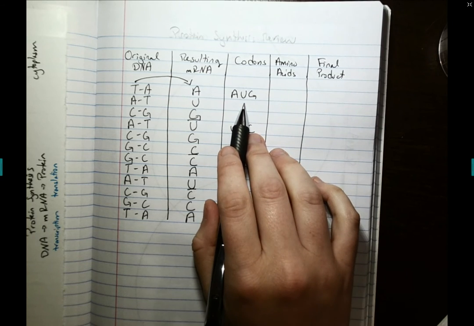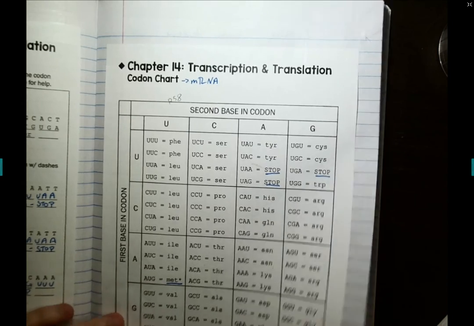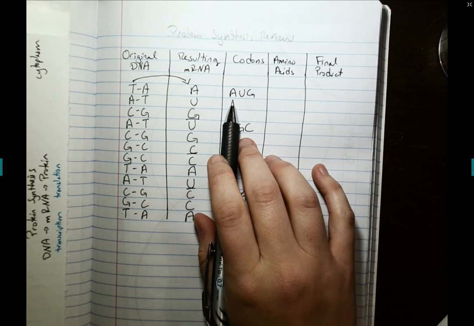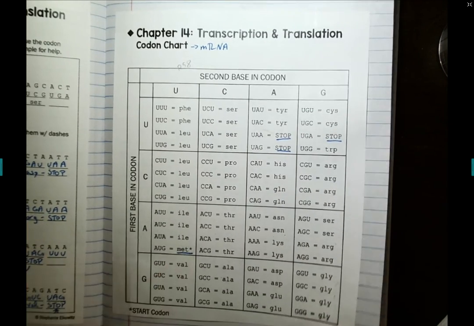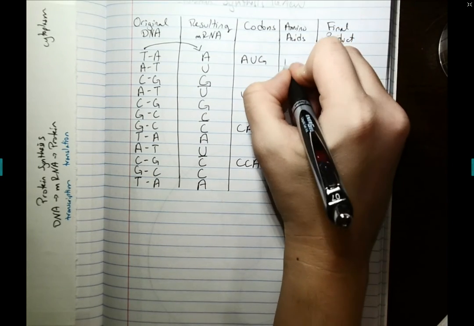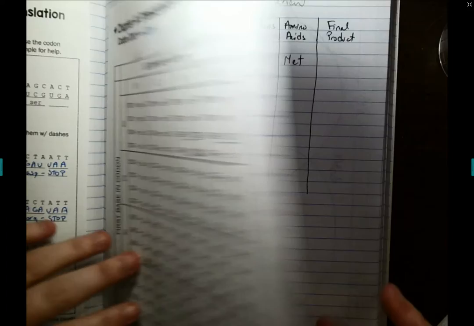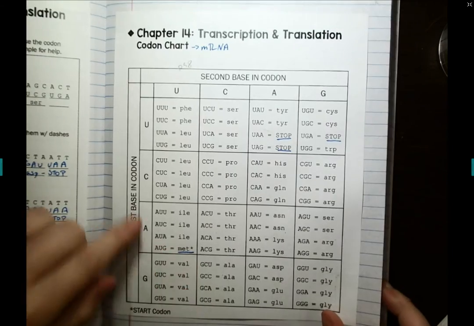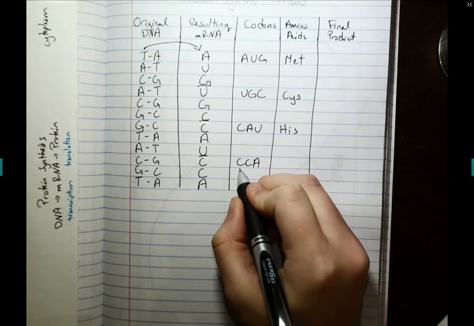So now I can use my codons and my codon chart to find my amino acids. If my codon is AUG, I know that gives me the amino acid MET. That's my start codon, so my first amino acid is MET. My next codon, UGC, gives me CYS. CAU gives me HIS. And then CCA.